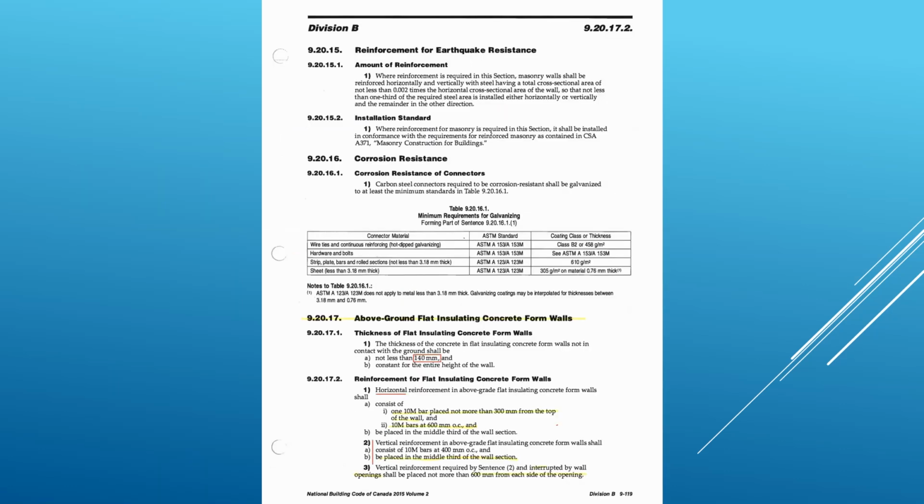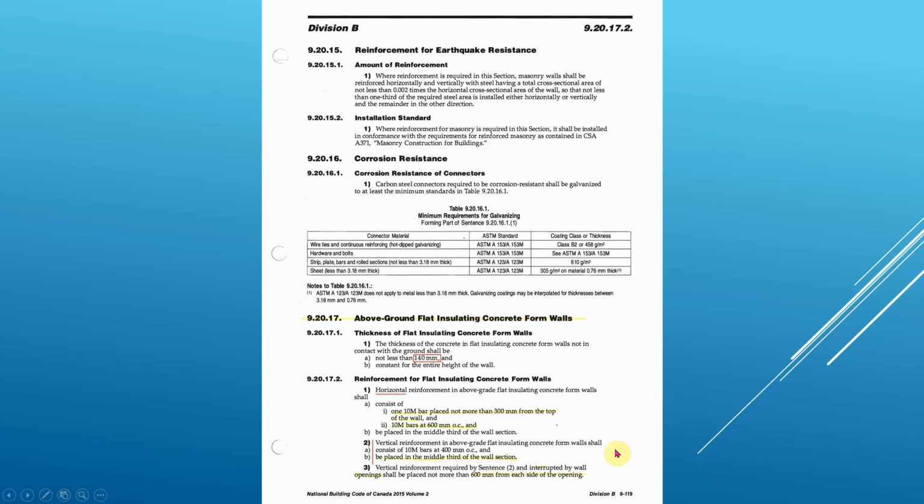Okay, and then we're going to the above ground walls. If you're going to the above ground walls, then you've got 140 millimeters and a constant height of the wall. And then you've got thickness of concrete shall not be in contact with the ground shall be not less than 140. Okay, that's same as a regular foundation.